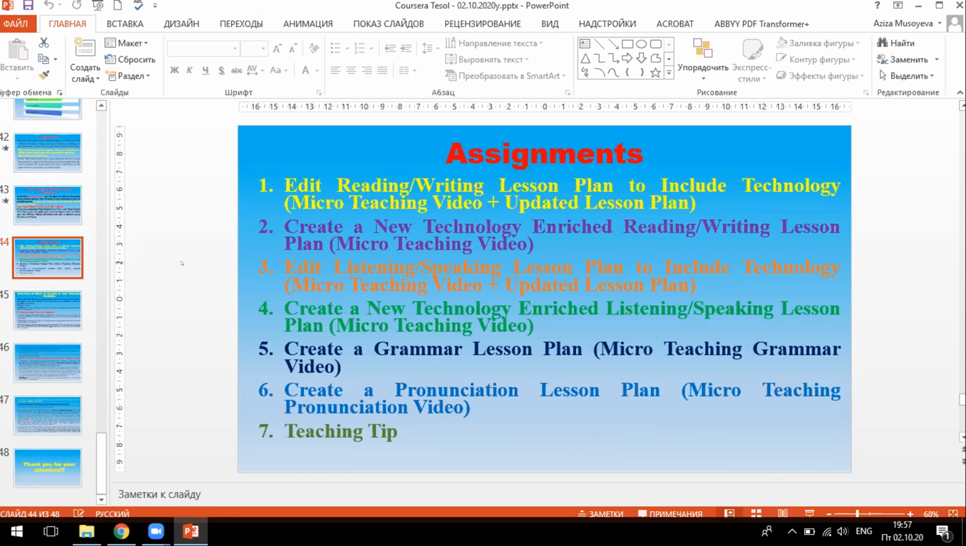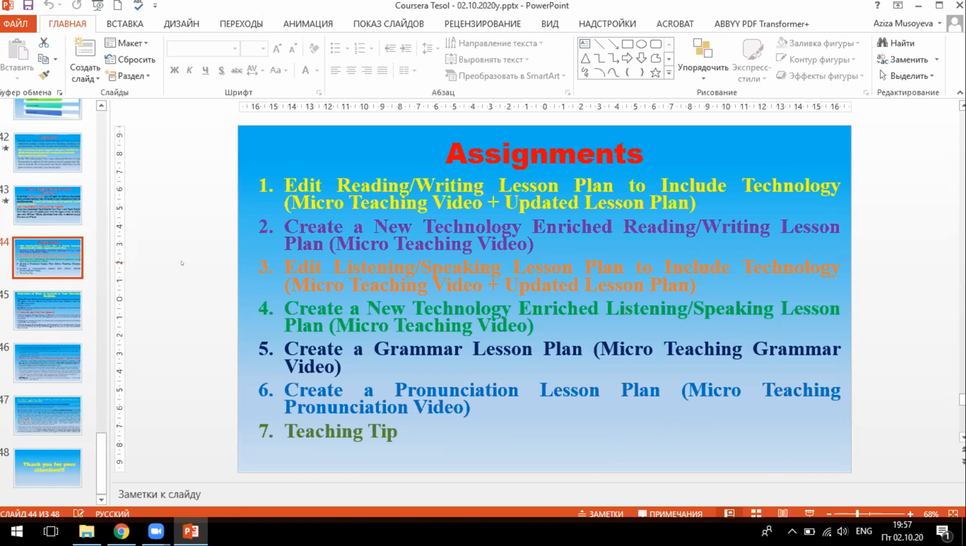And then you need to create a grammar lesson plan. If you remember, we did grammar, we put just one grammar moment, but here you need to fully take one grammar lesson and micro teach it, okay? And then you need to create a pronunciation lesson plan. If you remember, we did just one pronunciation moment in our lesson plan, but here they ask you for a full lesson plan for pronunciation.